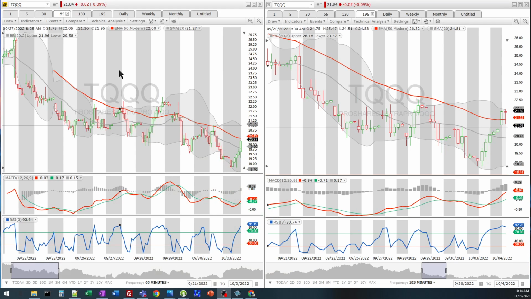Now, this is TQQQ for NASDAQ. As you guys know, I like to trade the NASDAQ triple leveraged QQQ. Okay. On the left-hand side is the 65-minute chart. On the right-hand side is the 195-minute chart. And I don't want to go any more granular than that, meaning I don't want to go into the 5-minute or even the 30-minute because I think the 65-minute and the 195-minute is adequate for swing trading purposes. You can even go daily, but that's a little bit too high level.